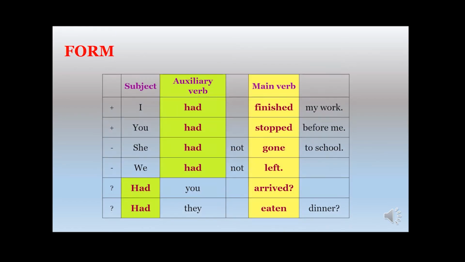Let us know about the form of this past perfect tense. Here we go with the structure of the past perfect tense. The structure may be like this: subject plus auxiliary verb plus main verb. In the first example, I had finished my work. You had stopped before me.